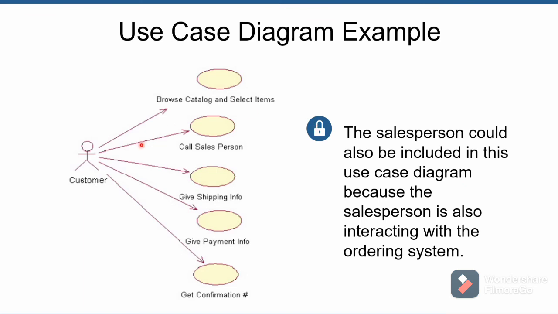Use case diagram example. So here, the customer browses the catalog and selects items. Next, call salesperson and then give shipping info and give payment info and get the confirmation number. So the salesperson could also be included in this use case diagram because the salesperson is also interacting with the ordering system. And that's all.